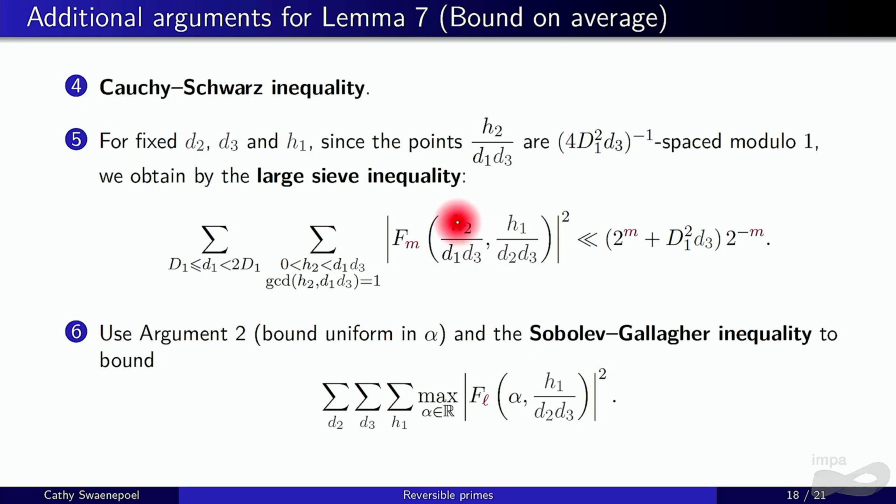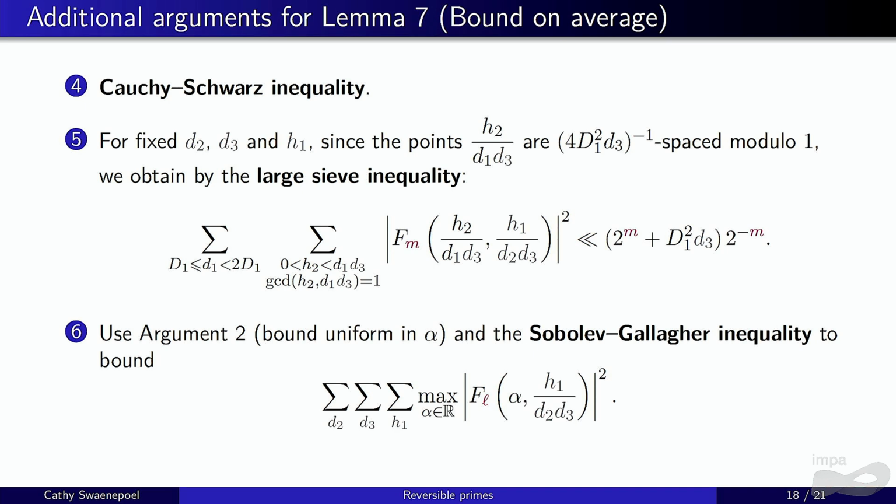And we evaluated that, again, at two irreducible fractions. But here we don't sum over all the variables which appear here. We just sum over D1 and H2. All the other ones are fixed. So the points H2 over D1, D3 are actually well-spaced modulo 1. And we control the spacing. This is a trigonometric polynomial, so we can apply the large sieve inequality, which gives this upper bound here. Of course, we apply this with a good choice of m, depending on the size of D1.